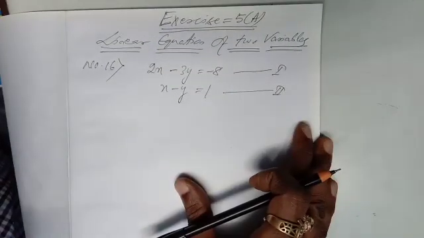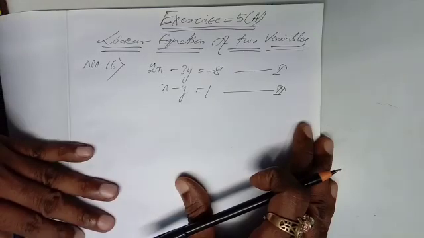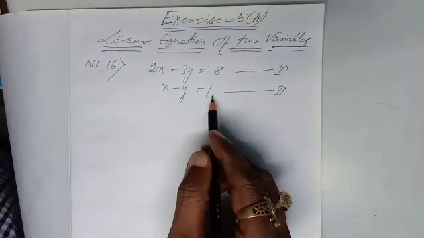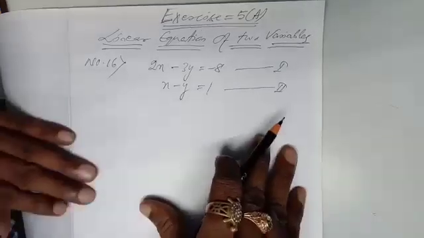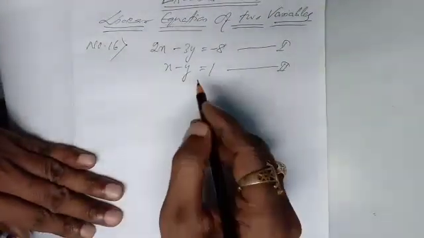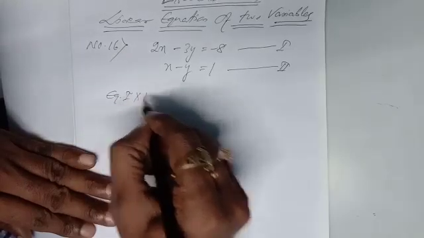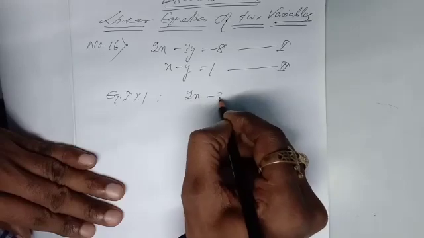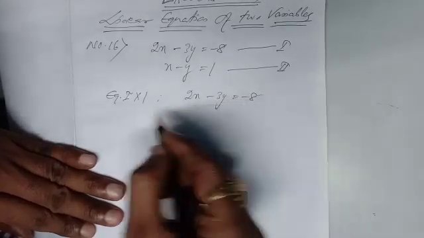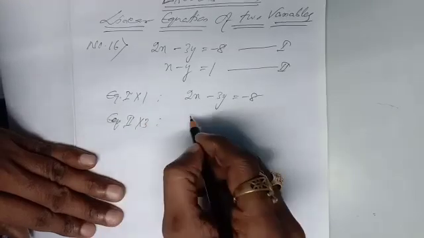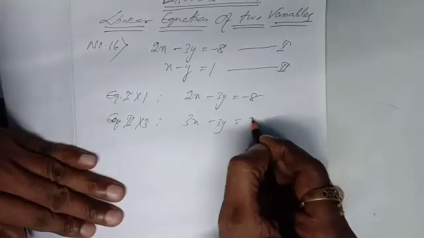See question number 16. It is given 2x minus 3y equal to minus 8. The second equation given is x minus y is equal to 1. You have to solve the equation by the elimination method. For the elimination method, you have to make the y coefficients equal. Therefore, equation 1 into 1, you are getting 2x minus 3y is equal to minus 8, and equation 2 into 3, this will be 3x minus 3y is equal to 3.